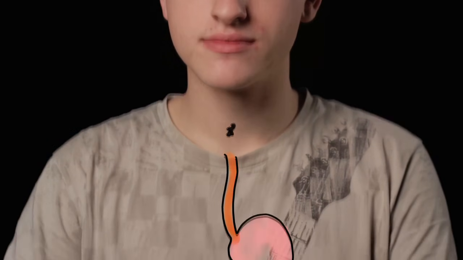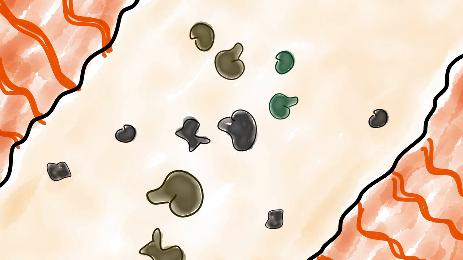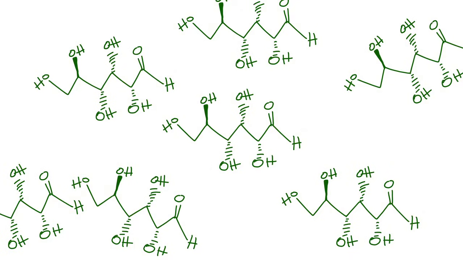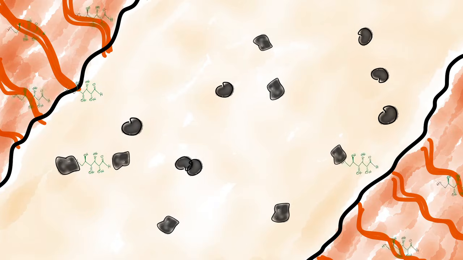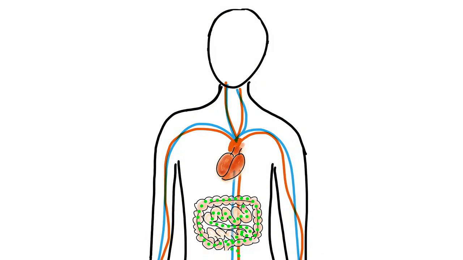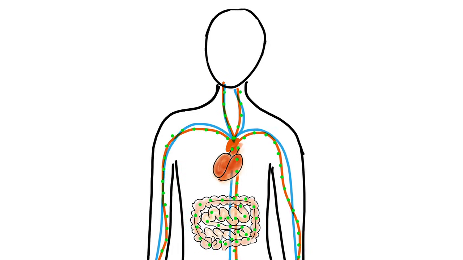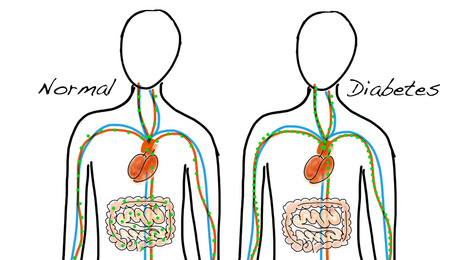Soon after a meal, your digestive system breaks down the food you have eaten into a simple sugar called glucose. Glucose is absorbed from the gut into the bloodstream, causing your blood sugar level to increase. In healthy individuals, feedback mechanisms in the body bring blood sugar levels back to normal. In some people, this process breaks down, resulting in diabetes.